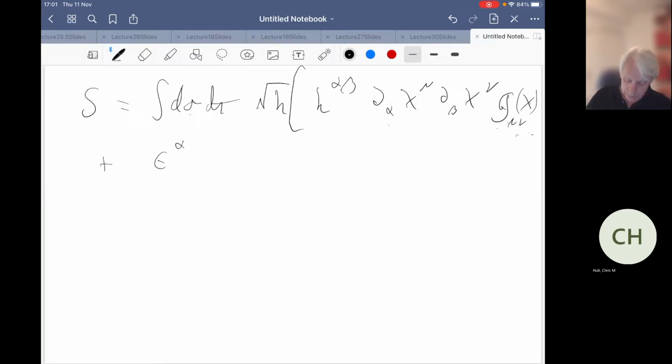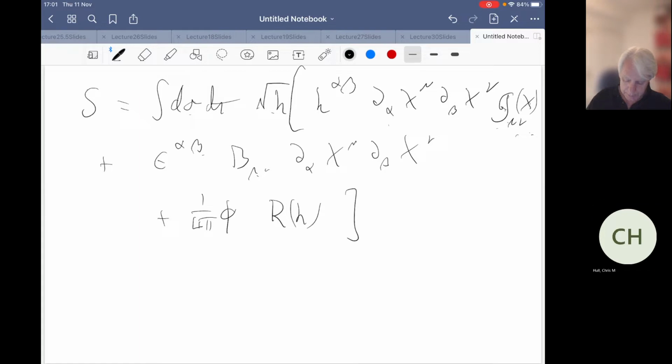And then there could be a coupling to a B field, which we introduce by using an epsilon tensor on the worldsheet, B mu nu grad alpha x mu grad beta x nu. And then there could be a coupling to the scalar field. So looking at the couplings to the massless fields in the action, we've got a massless graviton, a massless B field, and the scalar couples to the scalar curvature of the worldsheet metric h. And let's put in a factor 1 over 4 pi.